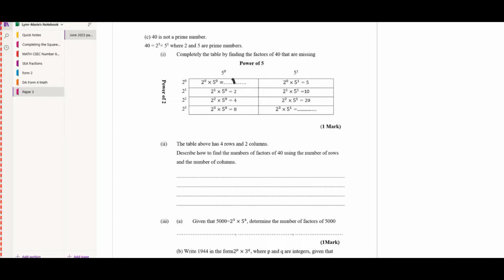And then 2 to the power of 3. 2 to the power of 3 is 8. Right? 8 multiplied by 5 is 40. So you know your answer here is 40.